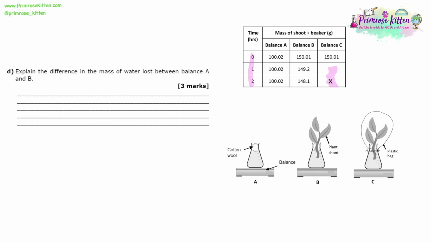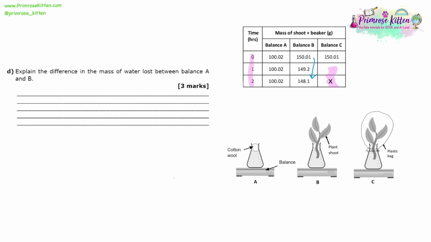Here we're just focusing on balance A and balance B, and it wants to explain the difference in the water that's been lost. So obviously, because we've measured the mass at the start, after an hour and then after 2 hours, we're thinking about the fact that balance A, if you look at it, the mass has stayed the same. It hasn't changed entirely down the column. So even after 2 hours, the mass of balance A is still the same. Whereas the mass of balance B has clearly decreased. So you can see down this table that the numbers have decreased. So the balance is showing that the beaker and the plant shoot has got lighter or has lost mass.